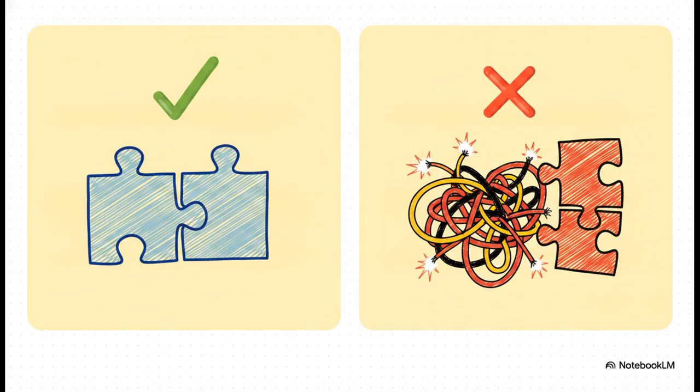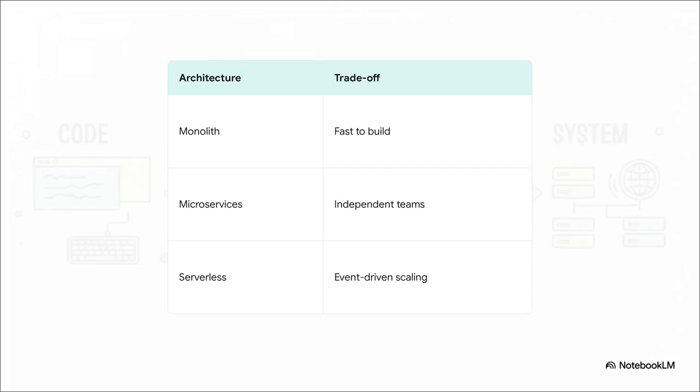But a bad one? It's a tangled mess. Fragile API contracts create massive long-term pain for enterprises because they make your systems incredibly difficult to safely evolve over time. And behind those APIs sits your backend logic.